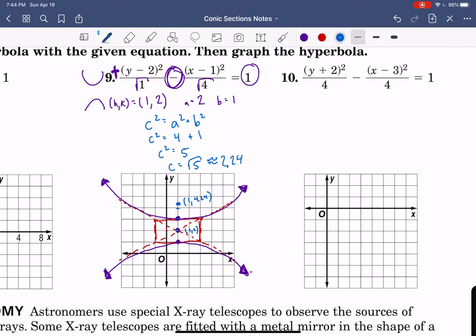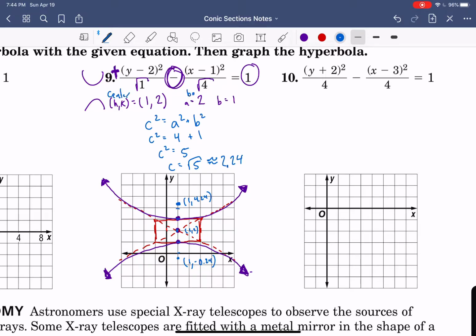And then we count down from the center, 1 to 2.24. So that means this is at 1, negative 0.24. All right, so that's again, step 1, we figured out the center.